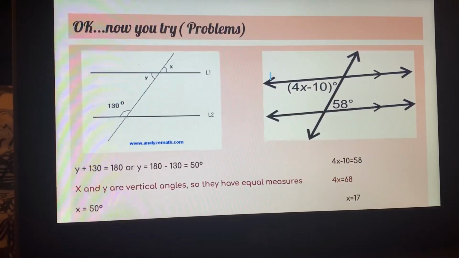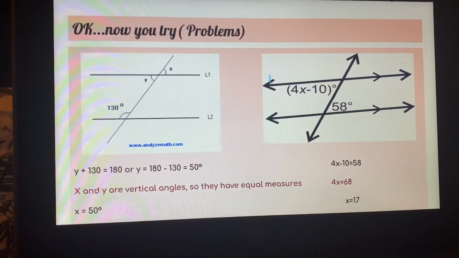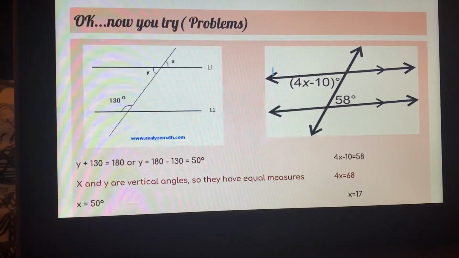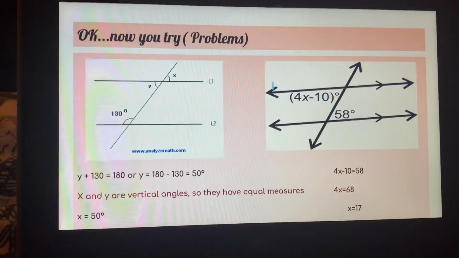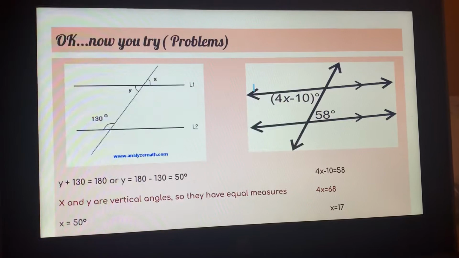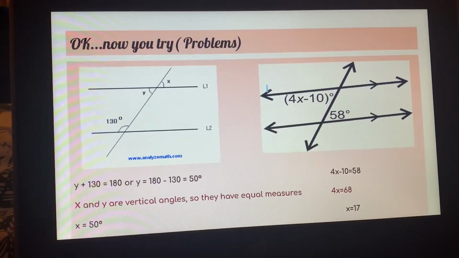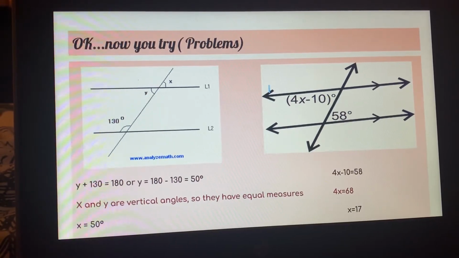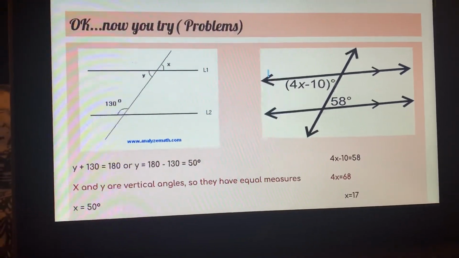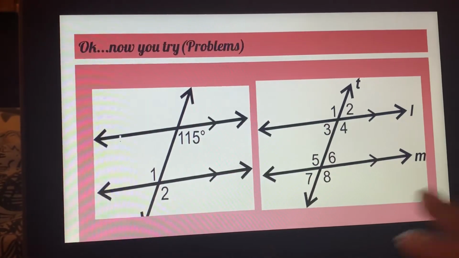I have the answer. You said you have the answer? I have the answer for the first one. What is it? It's 50. That's correct. Solve for the second one, please. I have an answer. What is it? 17. That's correct. This is just examples of the problems before.